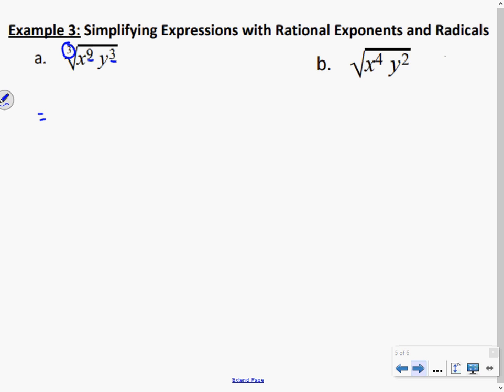So this would become x to the 9th, but then we're dividing by that index of 3, and then y to the 3rd, but again, we're dividing by that index of 3. And then we can simplify. 9 divided by 3 is really just 3, so we have x cubed. And then y to the 3 over 3 power, well, 3 divided by 3 is just 1. So we have y to the 1st power, which is really just y.